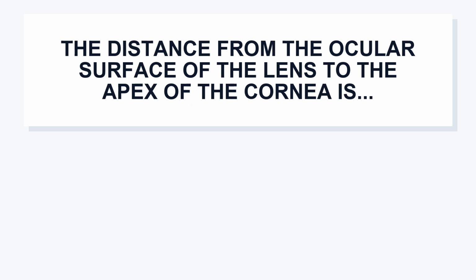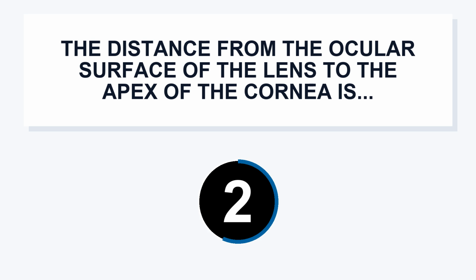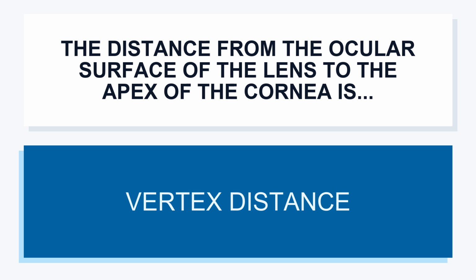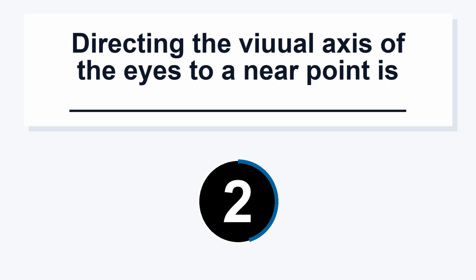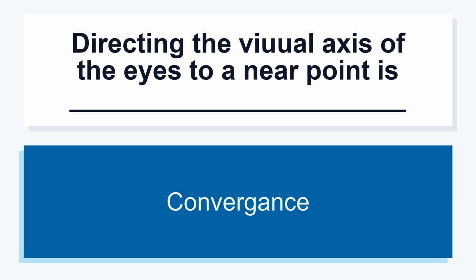The distance from the ocular surface of the lens to the apex of the cornea is vertex distance. Directing the visual axis of the eyes to a near point is convergence.